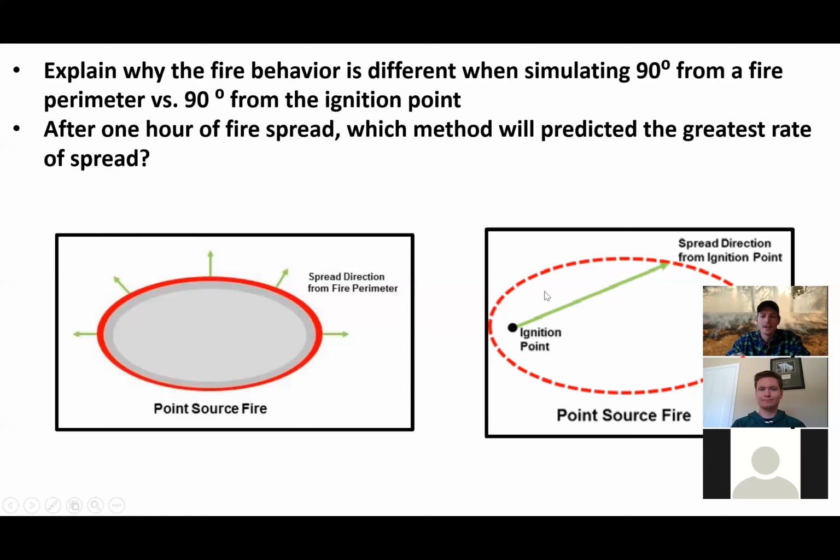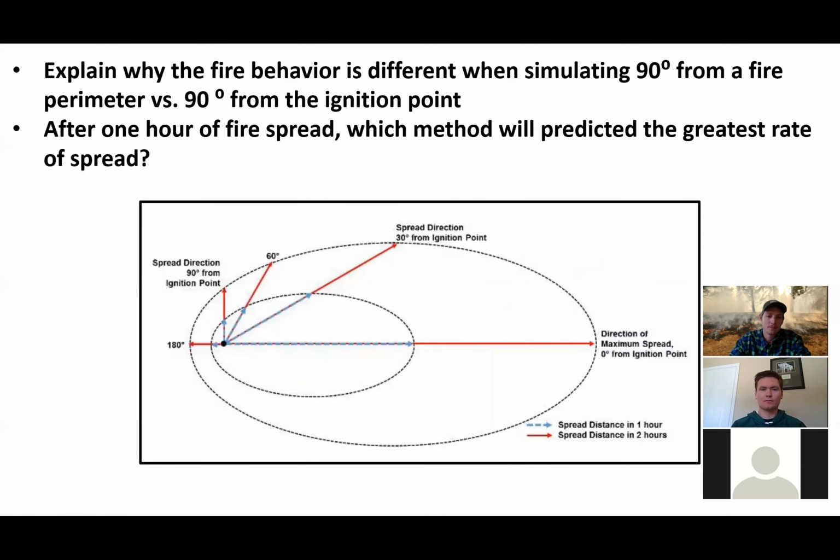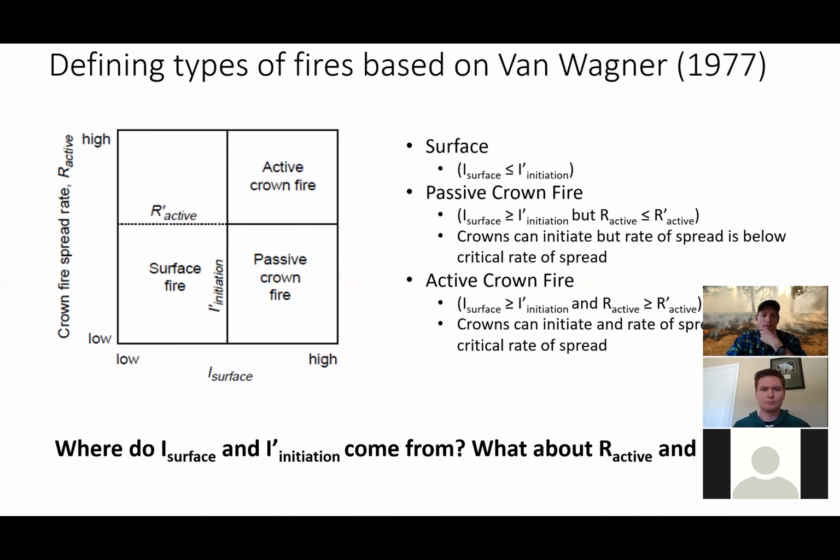Yeah, so you basically got it. And here's just another image of what that looks like from the ignition point. You're spot on here: 90 degrees from the ignition point means we're simulating something closer to a backing fire versus the flanking. It's just important to remember the differences here and when you might want to use one versus the other. All right, cool.